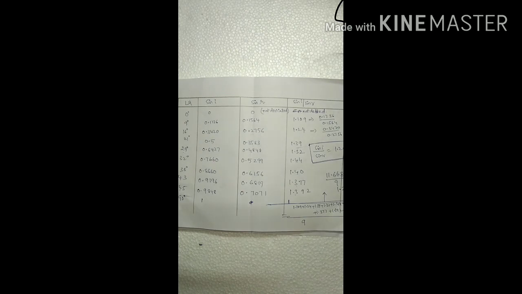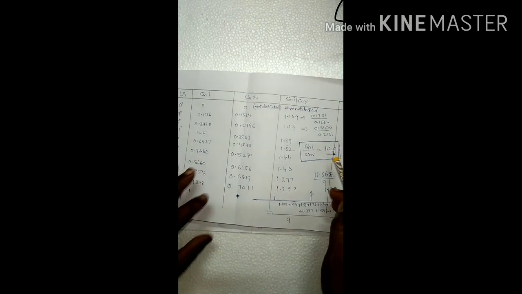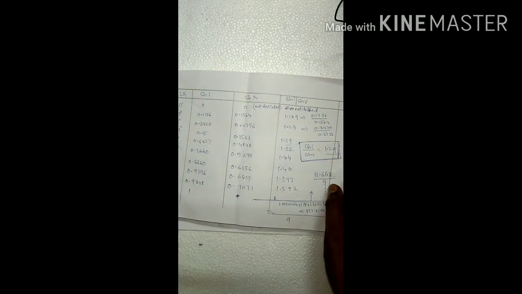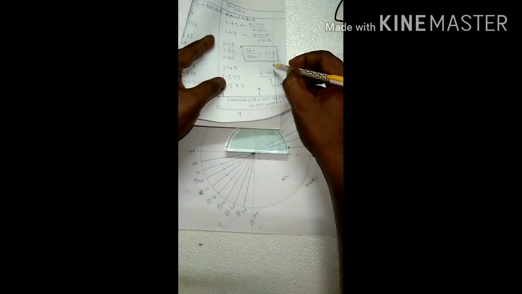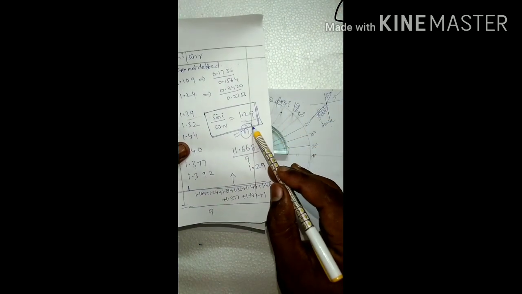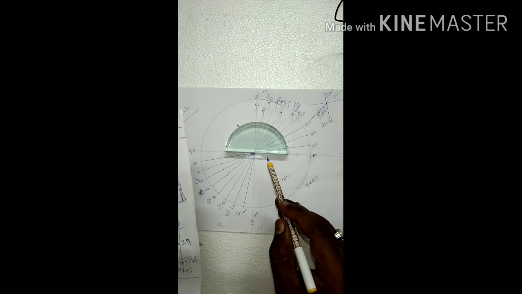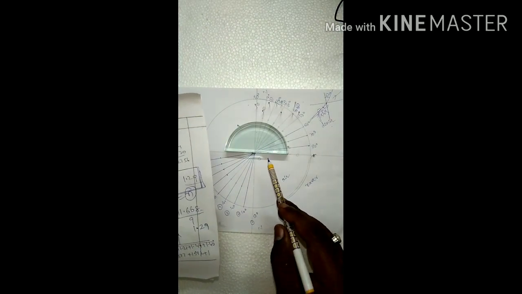By the average value, we can get a constant, that is sin I by sin R is a constant. The value is nothing but 1.29. That means this constant 1.29 is nothing but the refractive index of this semicircular glass slab.